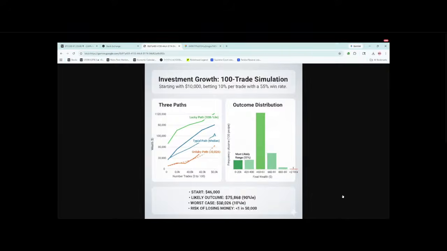That's worst case scenario. And then this is the Gemini, kind of, AI is not the best with it, but basically this would be the likely outcome. This is the best outcome, and this would be the worst outcome if you follow a 50% take profit and a 30% stop loss, right?